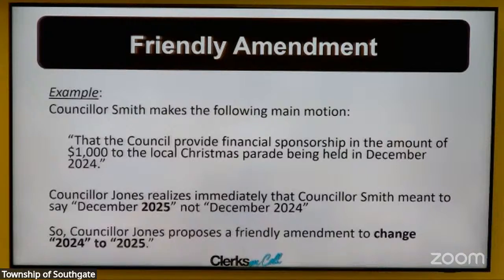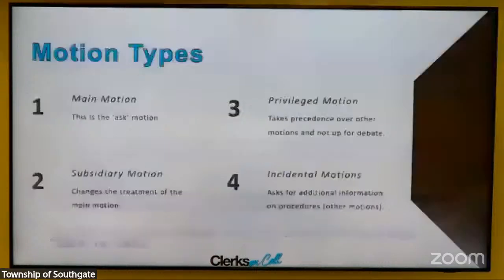But you wouldn't necessarily want to make your friendly amendment be that sponsorship be included for another event that was taking place, because that's not part of the main motion. The main motion is dealing with funding for the local Christmas parade. So friendly has to relate to the main motion.